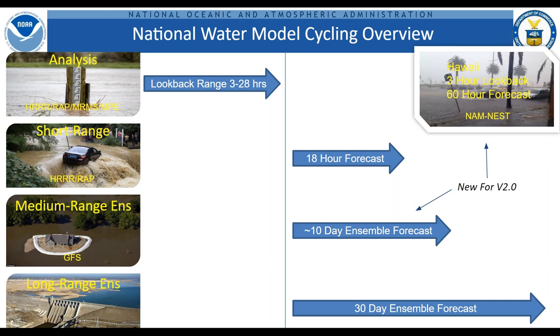So we have four different cycles to the National Water Model. We have an analysis cycle where we assimilate USGS stream flow observations, and we use that information to correct the forecast going forward. We have a short-range forecast that is based off of the High-Resolution Rapid Refresh precipitation information. That is the best available information from the 0 to the 18 hour. So we produce an 18-hour forecast using the HRRR. We have a medium-range ensemble forecast that is based off of the Global Forecast System that goes out to about 10 days. And we have a long-range ensemble forecast that goes out to 30 days. We run that as an ensemble as well, and that's based on a downscaled Climate Forecast System.